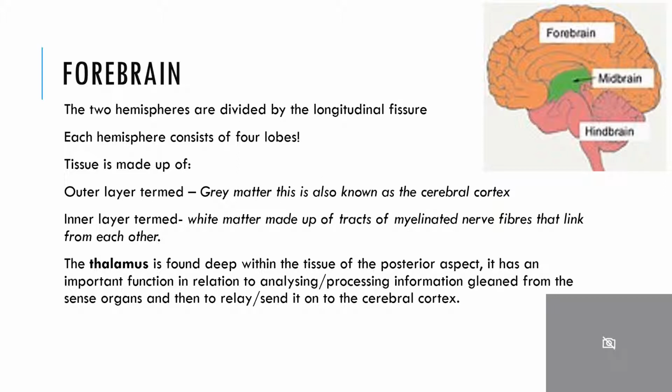The tissue is made up of an outer layer termed grey matter, and that is also known as the cerebral cortex, and an inner layer that's termed white matter, and that's made up of tracts of myelinated nerve fibres that link from each other. The thalamus is found deep within the tissue of the posterior aspect. It has an important function in relation to analysing and processing information that it gleans from the sense organs, and then to relay and send it on to the cerebral cortex.